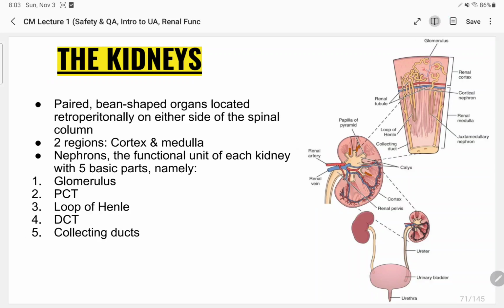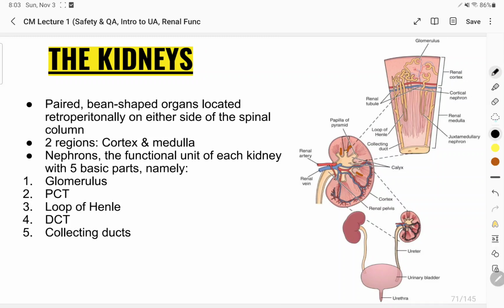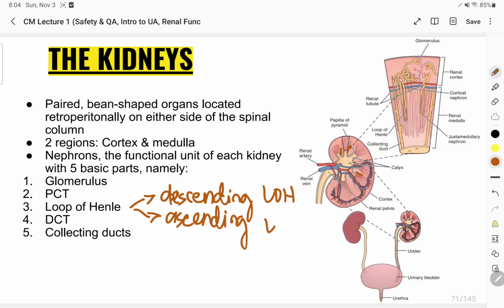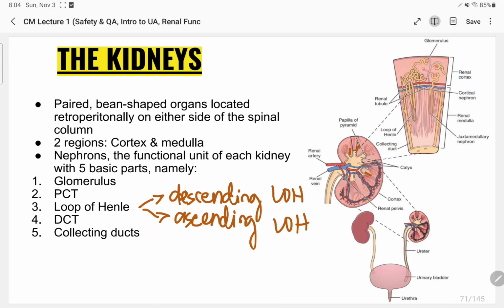Our kidneys have what we call the functional and anatomical unit, which is the nephron. Nephrons are the functional units of each kidney, and each has 5 basic parts: the glomerulus, the proximal convoluted tubule, the loop of Henle, which has a descending and an ascending limb, the DCT or distal convoluted tubule, and the collecting ducts.